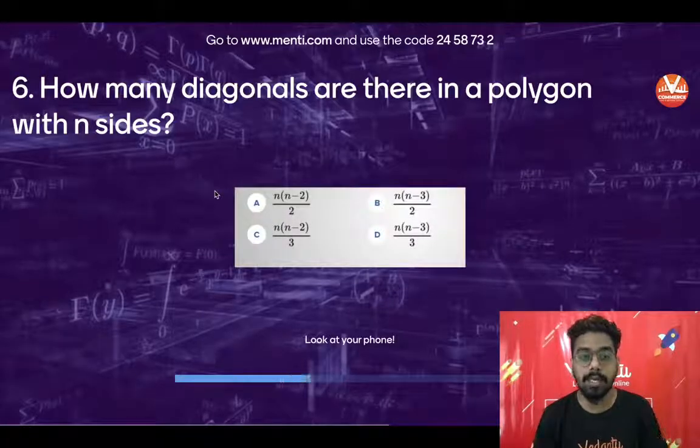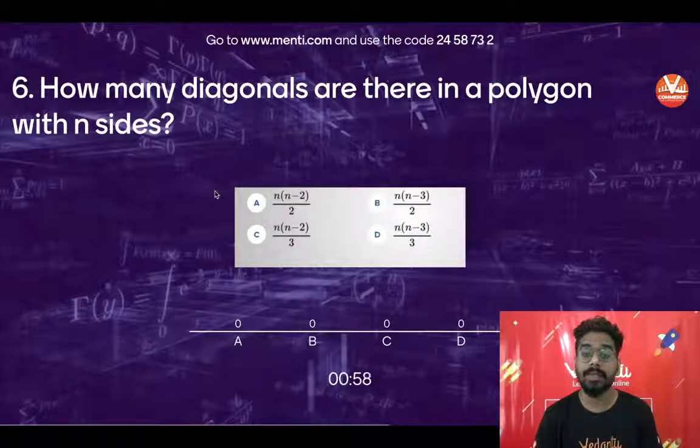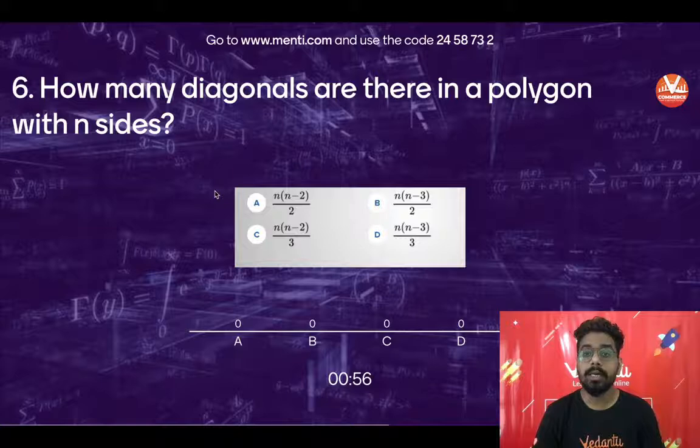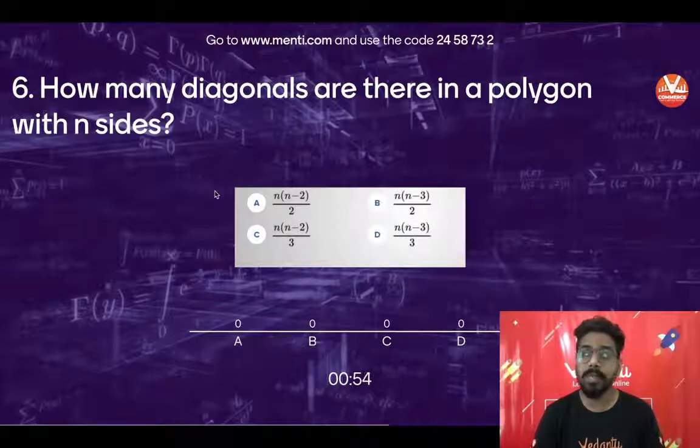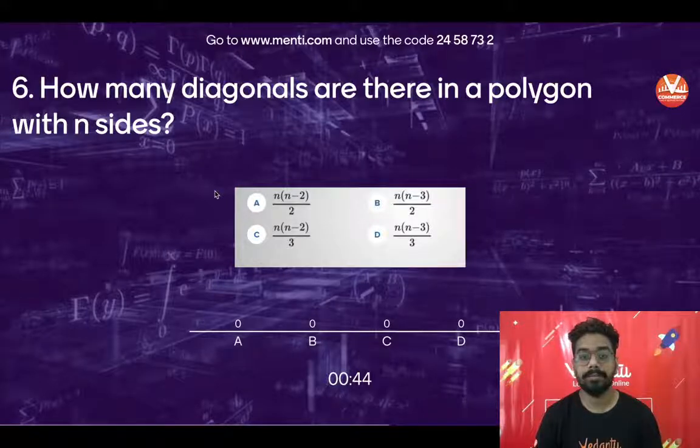Next question on our screen. How many diagonals are there in a polygon with n sides? There is a polygon. A polygon with n sides means where every side is equal, a regular polygon. So n sides means n vertices. It's a very good question.